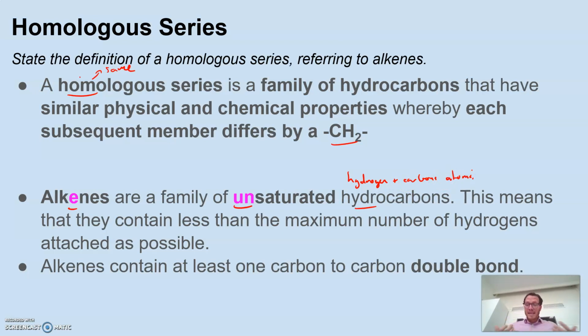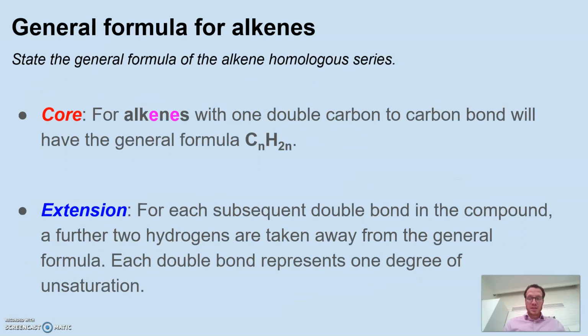This means they contain less than the maximum number of hydrogens attached as possible. Alkenes, therefore, must contain at least one carbon-to-carbon double bond. So we should see this appearing in alkenes. The general formula for alkenes is CnH2n. So we can see that we've got 2 less hydrogens in the general formula compared to alkanes.